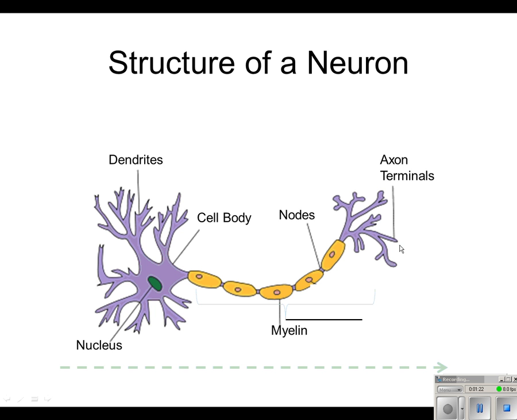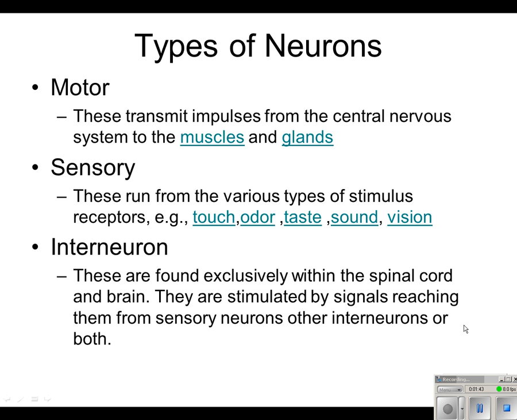And in the axon terminals are vesicles which are going to secrete neurotransmitters. And those neurotransmitters will move the message in the chemical form from across the space, which is called the synapse, to the dendrites of the next neuron, and the message will continue. It must happen very quickly. And there's three types of neurons: motor, sensory, and interneurons.